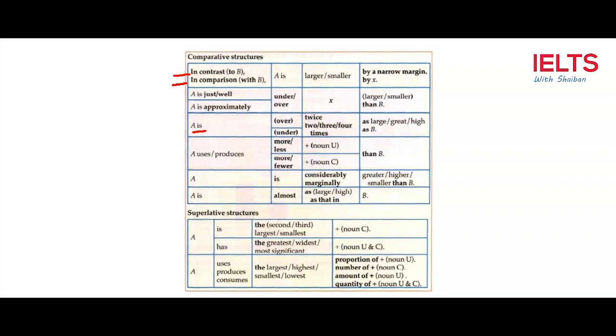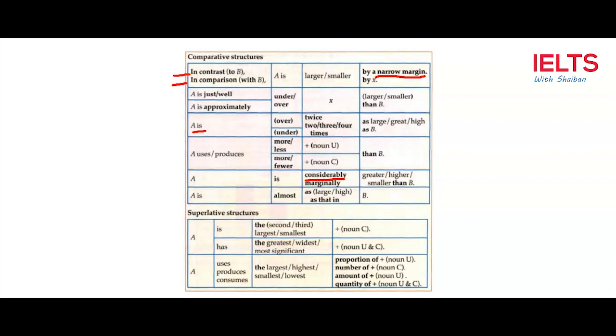Also, we can use other types of comparisons. As you can see here, for example, you can use A is over, under, 2 times, 3 times, 4 times, as large as, as great as, as high as. Again, the same point as I said previously for language of change. Here again, you have to show how much the difference is. Is it a narrow, marginal difference, or a considerable, great difference?